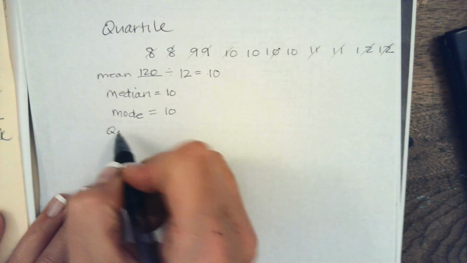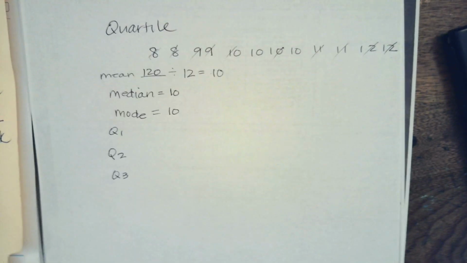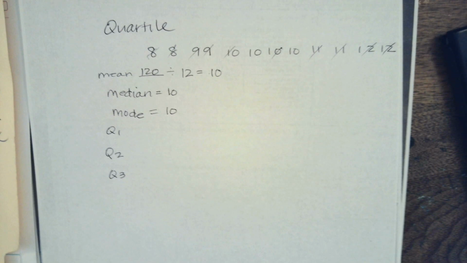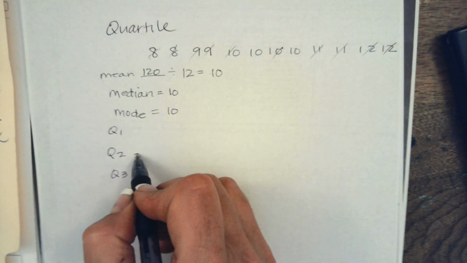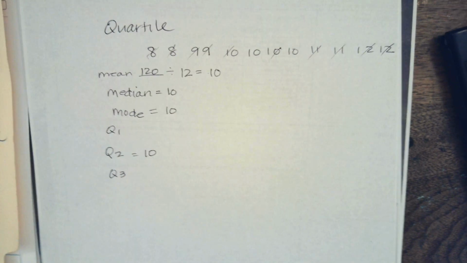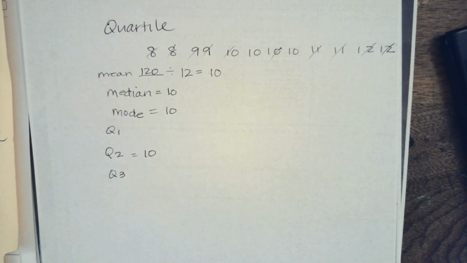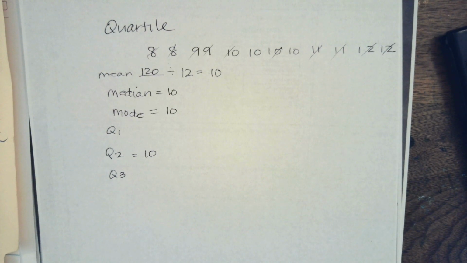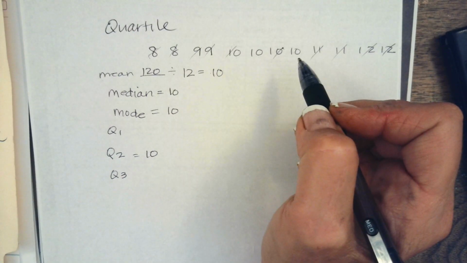Okay, we have things called quartiles. There are three quartiles. Quartile 2 is the median, so whatever you got for the median, you're going to write for Q2. Q2 and the median are the same. You do know this stuff. So quartile 1 would be 8 and quartile 3 would be 12, right?